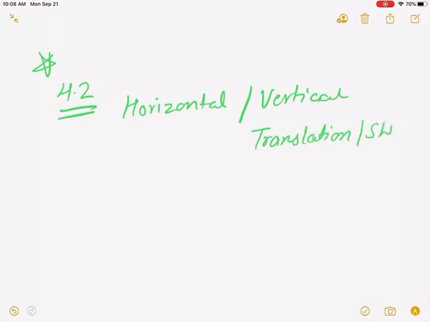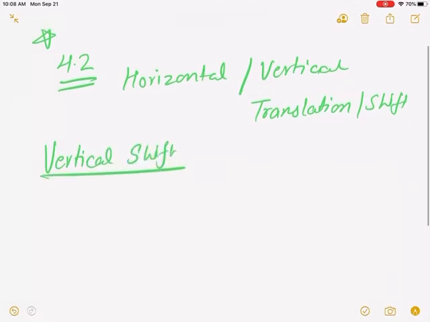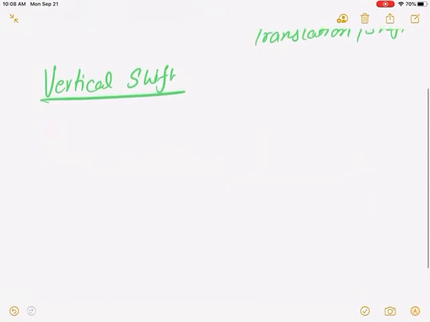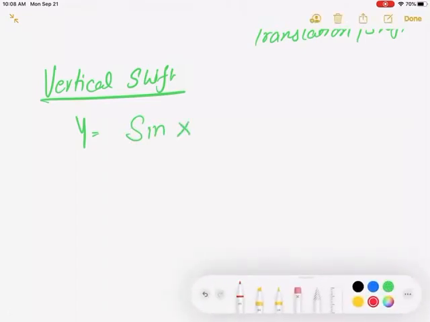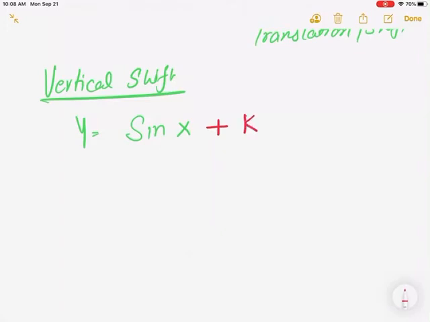Okay, first of all, we need to figure out how to actually determine these shifts in each equation. So let's start off with vertical shift. How do we identify vertical shift in a function? Vertical shift comes in with a number that's added to the whole function. So let's say I have a sine function and there is a number that's added to the entire equation. Let's say it's k. So plus k means this whole graph would move up by k units.